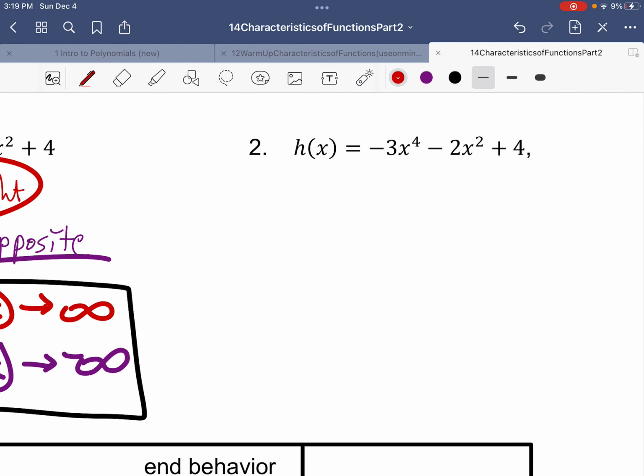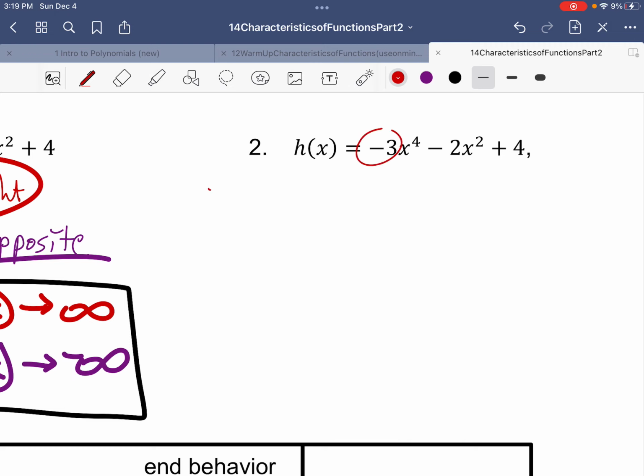Want to try another one? I'm pausing because you may want to try this on your own. If you do, want to pause the video. If you'd rather listen one more time, I'm going to begin now.